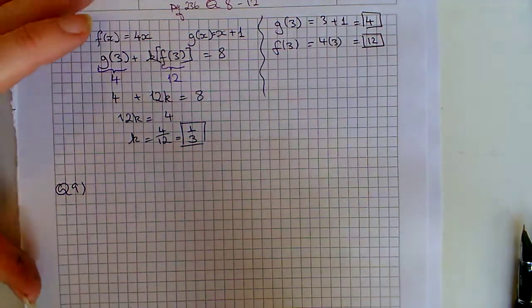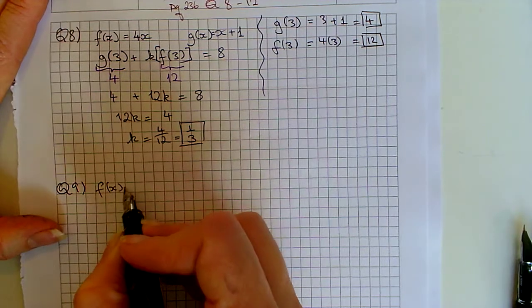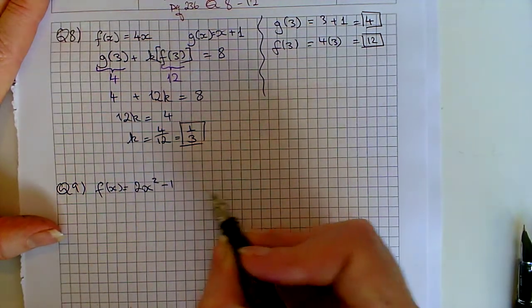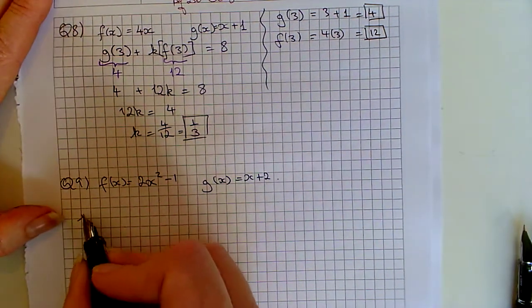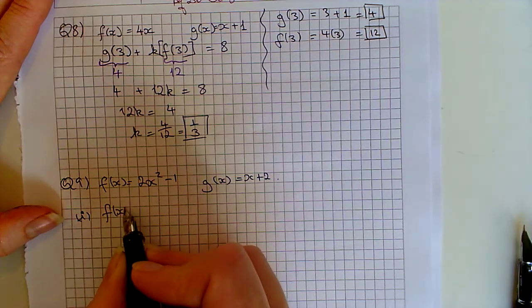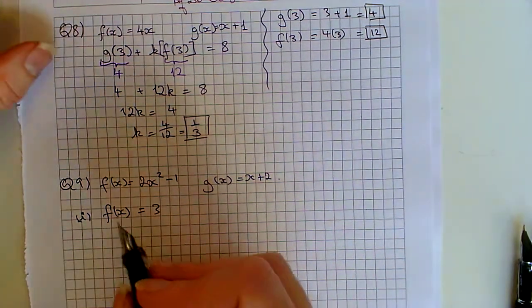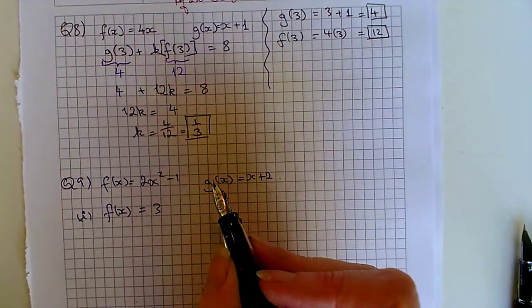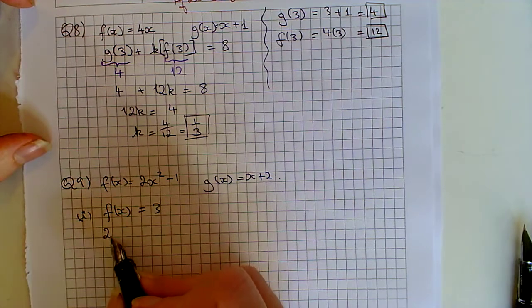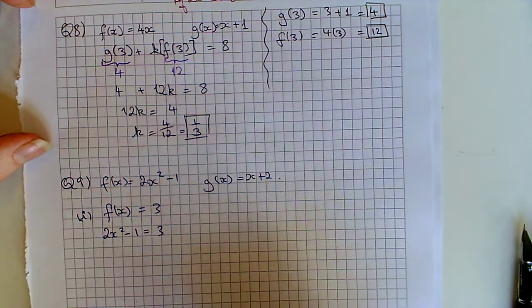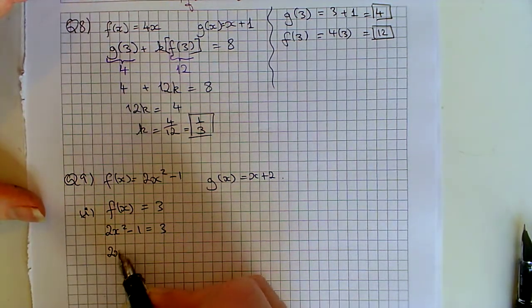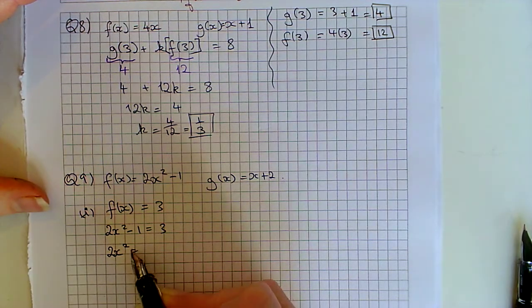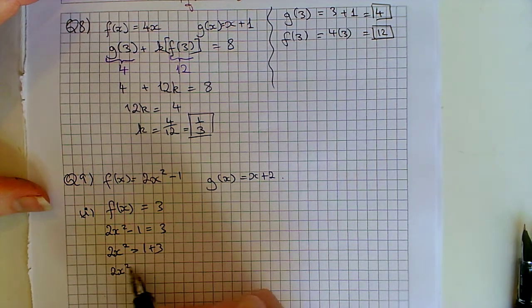Okay, question 9. Again, we have our function definitions up at the top. F of x is 2x squared minus 1. G of x is x plus 2. And we're asked to solve equations. The first one is f of x equal to 3. So they haven't told us a value for x, which means we're just going to use the full function definition here. 2x squared minus 1 is equal to 3. So bring the minus 1 to the other side, or it doesn't really matter. 2x squared, this is a quadratic, equals minus 1 plus 1. 2x squared is equal to 4.